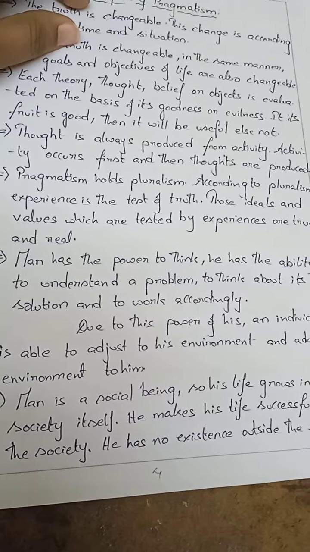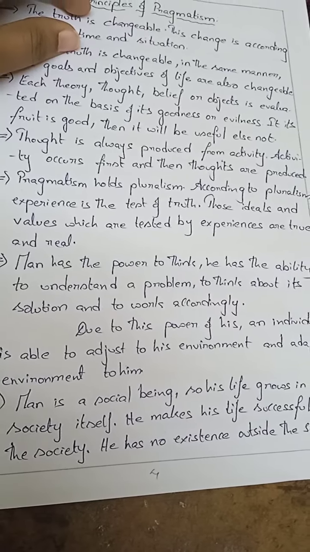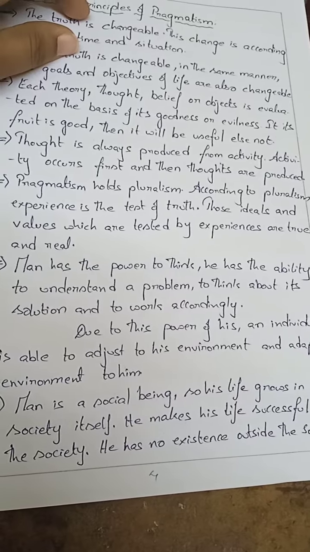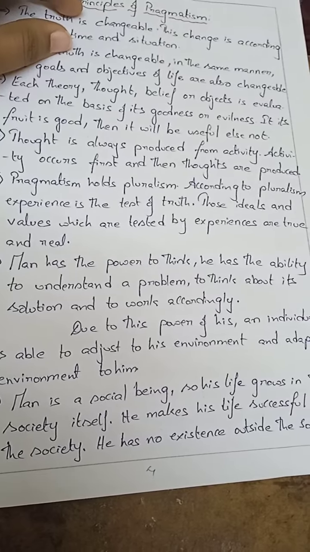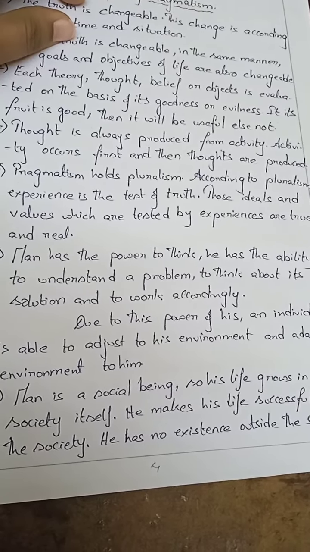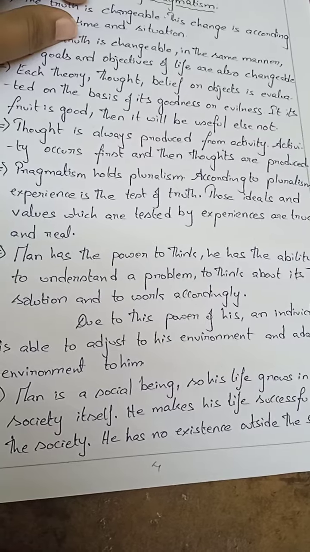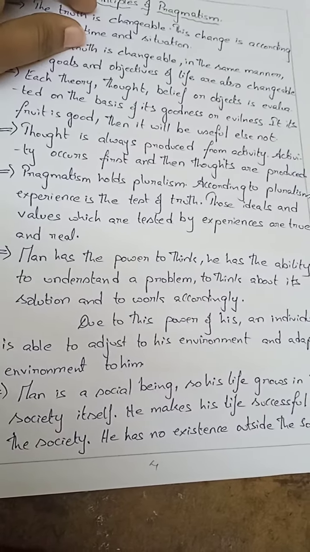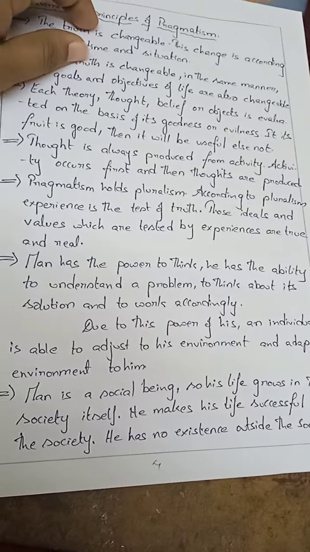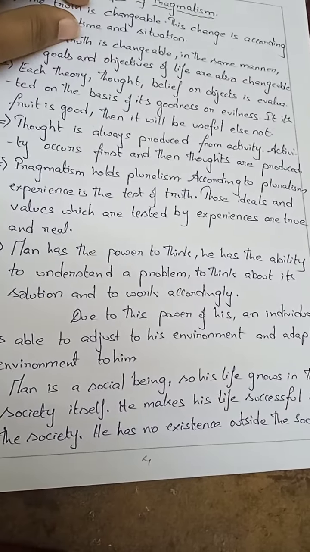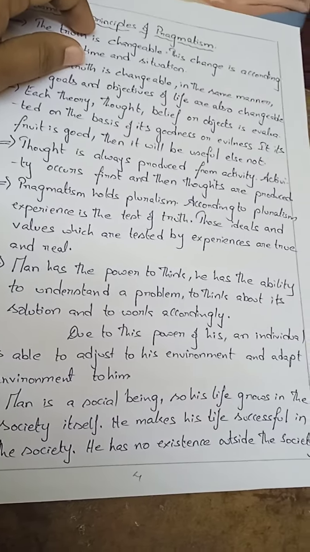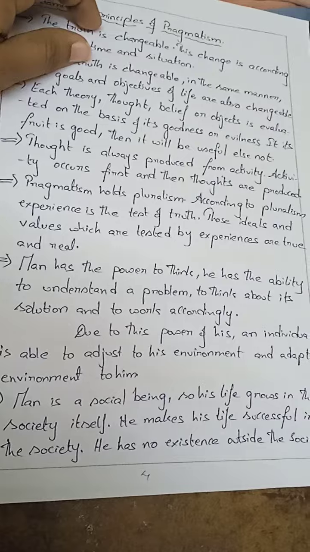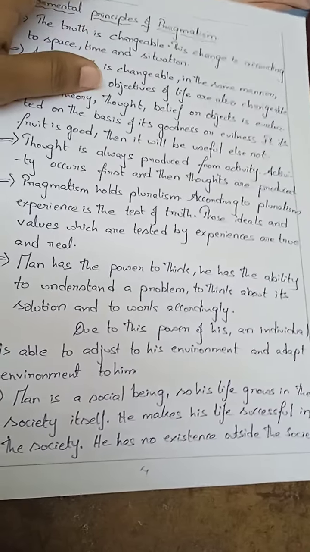Pragmatism holds pluralism. According to pluralism, experience is the test of truth. Those ideals and values which are tested by experience are true and real. Man has the power to think. He has the ability to understand a problem, think about its solution, and work accordingly. Due to this power, an individual is able to adjust to his environment and adapt the environment to him. Man is a social being, so his life grows in society itself. He makes his life successful in society. He has no existence outside society.